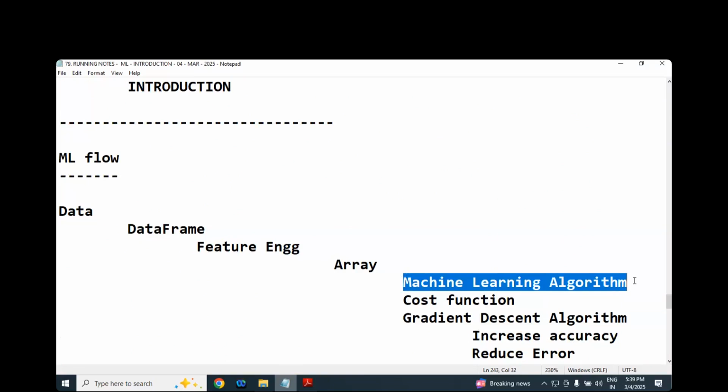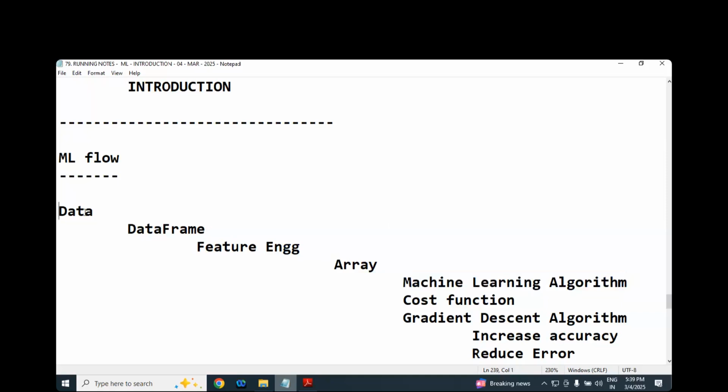You should know how to create an array, how to select the features. These are all very, very important. With all these things, I have created this ML flow myself. This we never get from anywhere else. The first one will be data. The next one, data frame, feature engineering.